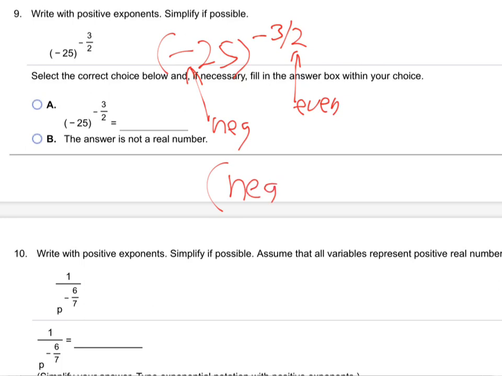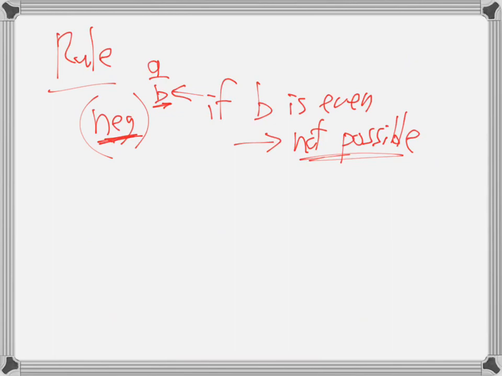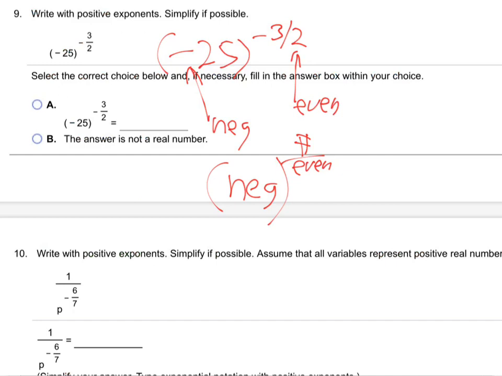So in other words, we have a negative number to some power where the bottom is even. It's not possible. Not a real number. Remember, they're trying to trick us. Not option B, not a real number. So save all the work. Just say the word. There's nothing to do but say it's not real. You cannot have a negative number in the parentheses and an even denominator because that's an even root on a negative number. That's not possible.